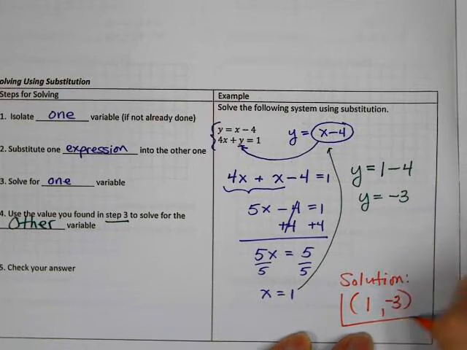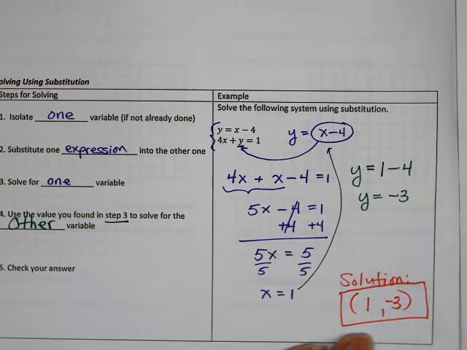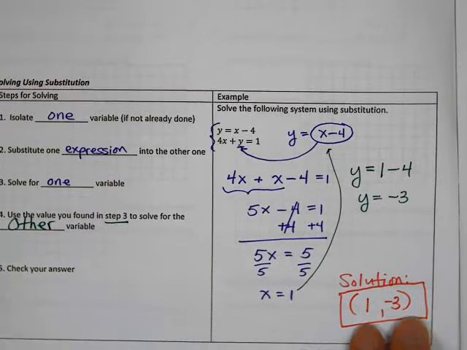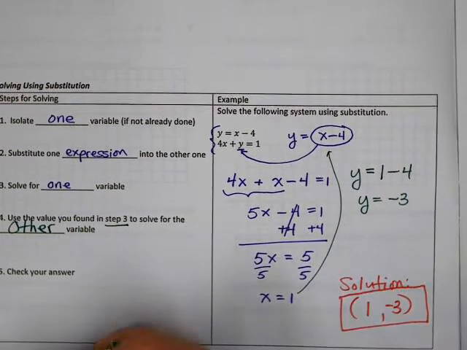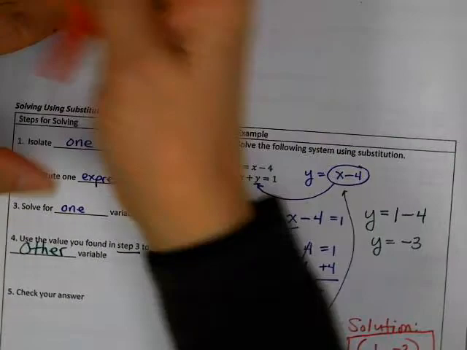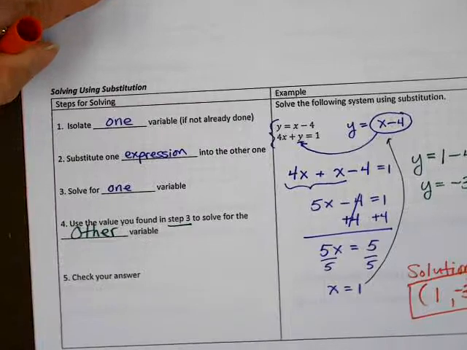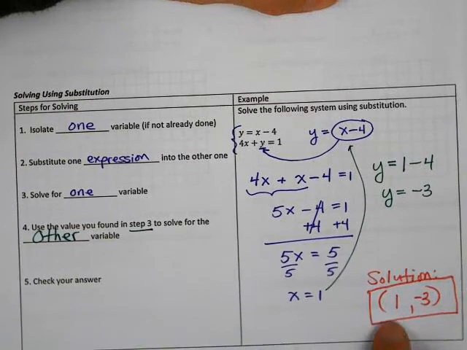Okay, this is the solution. That's exactly how you have to write your answer, with parentheses as a point, because they make a set. They go together. And then it says check your answer. Is this the right solution? I definitely want to get all these problems correct, so I have to make sure that this is correct.